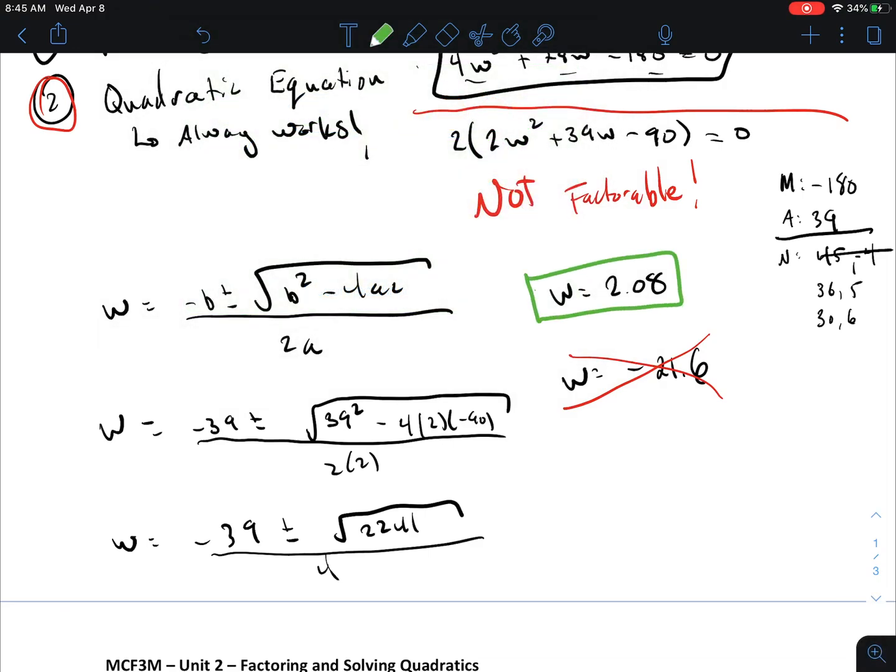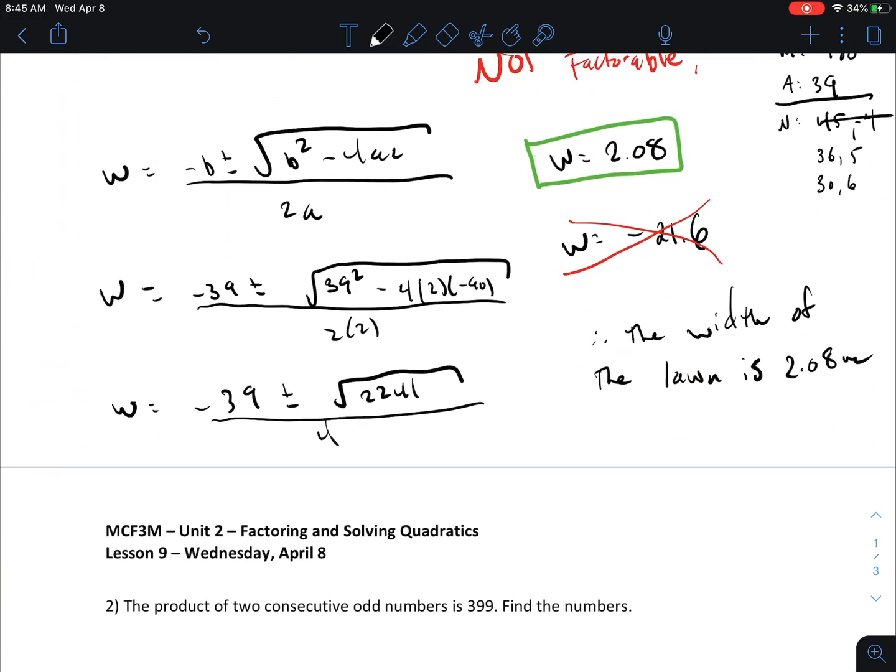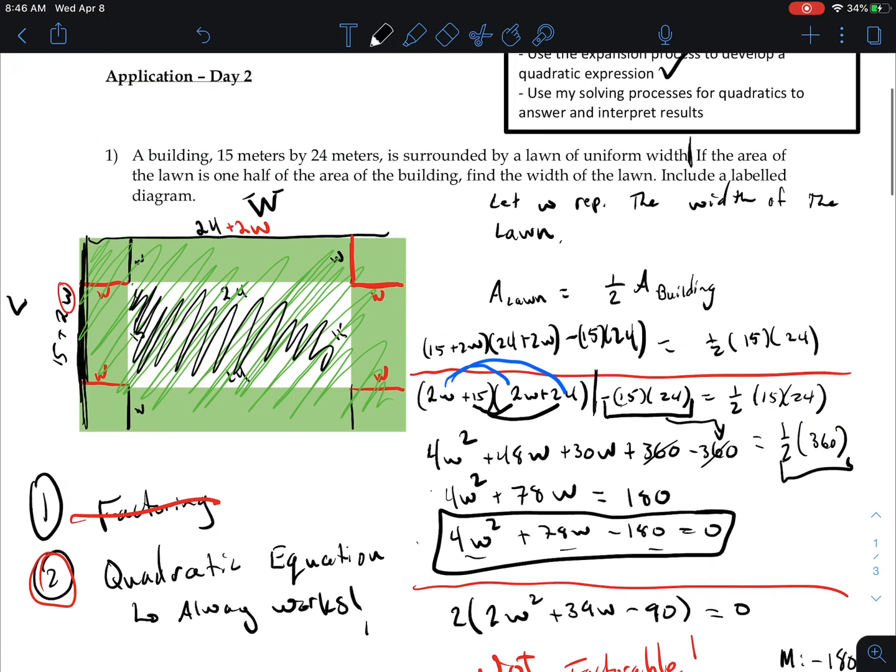And so this, I'll do this in green because this represents the grass. The width is 2.08, right? We'll say it's meters. There you go. So all the way around the building, you've got 2.08 meters of grass, which is nice to know.